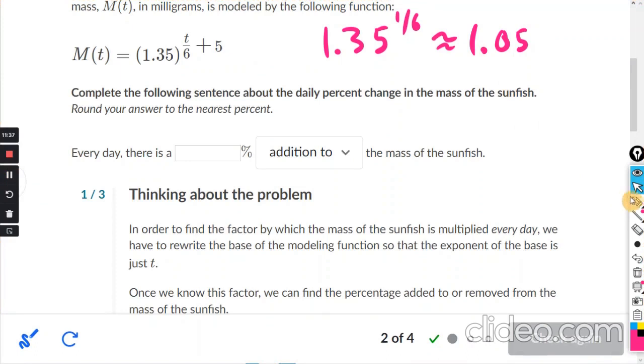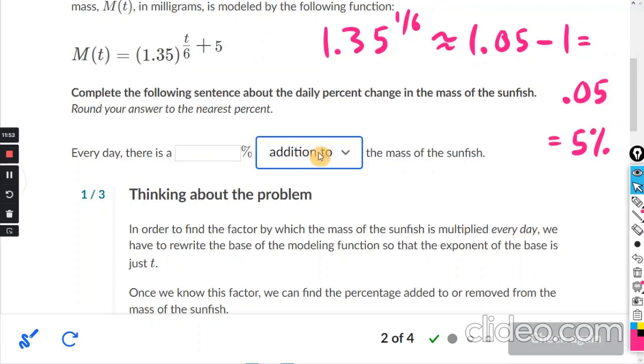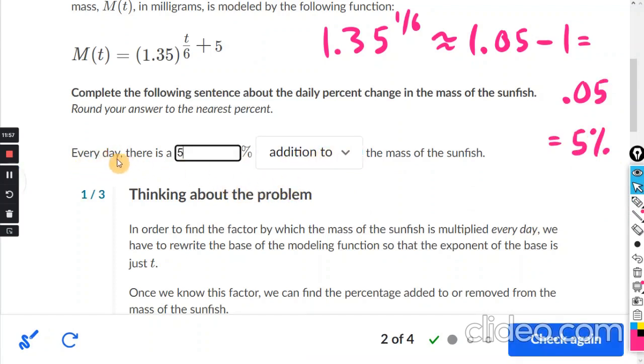So if something is multiplied by 1.05 and we subtract 100%, that's going to be 0.05, which equals 5%. So it's going to increase. It's going to be in addition to 5%, and that's each day. Okay, remember we said if you multiply by 1.05, that increases something by 5%.